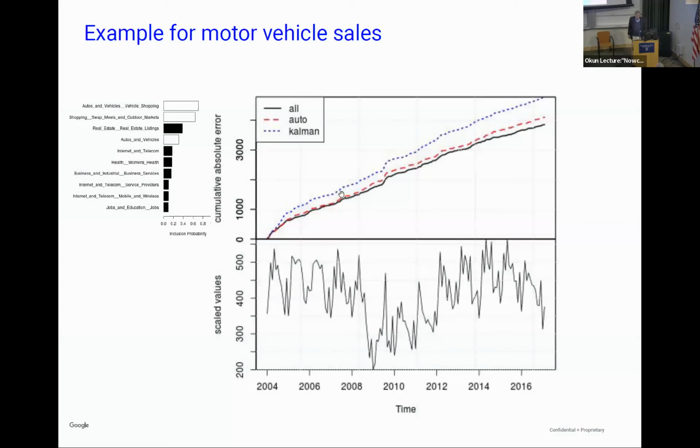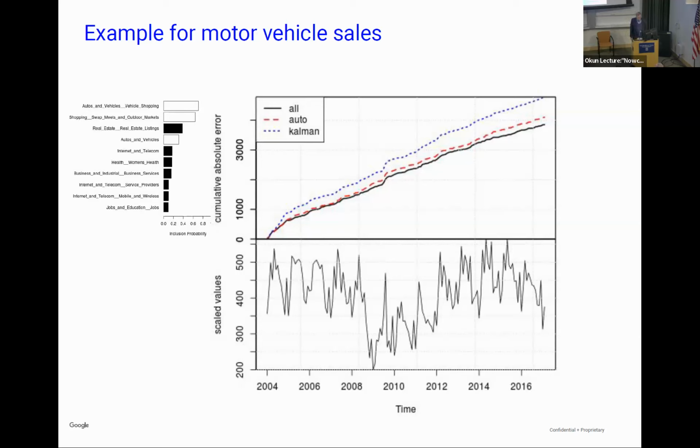Automobiles. Here's one that's kind of interesting. I don't know if you can see that. I can barely see it. Autos and vehicles, vehicle shopping. That's the predictor that's the most effective out of all of these. But then shopping, swap meets, and outdoor markets, which I suspect, don't know for sure, but I think that's probably looking for used cars. So we didn't distinguish in this between used and new cars.